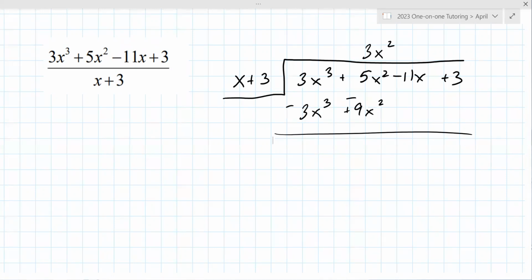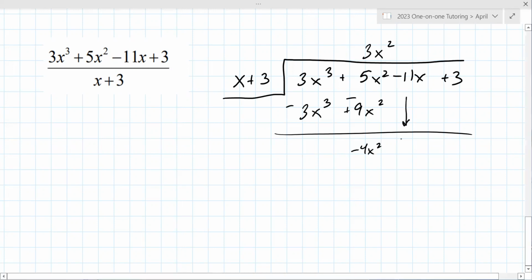0. And then plus 5. It would be negative 4x squared. Uh-huh. And then you bring down the minus 11x. And then what do you need to multiply x by to get negative 4x squared? Good.